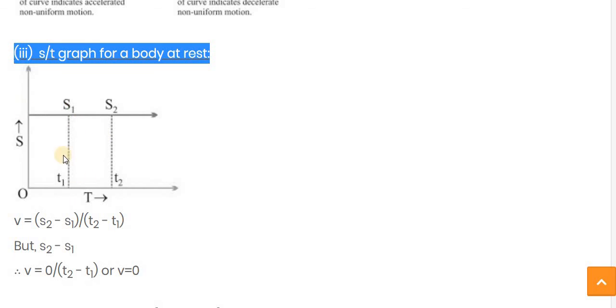How can we know that the body is in rest condition? If we are getting this kind of parallel graph, a straight line graph, in such a condition we can consider that the body is at rest.